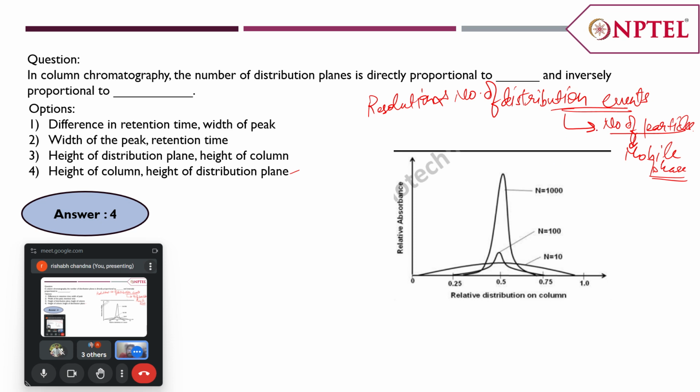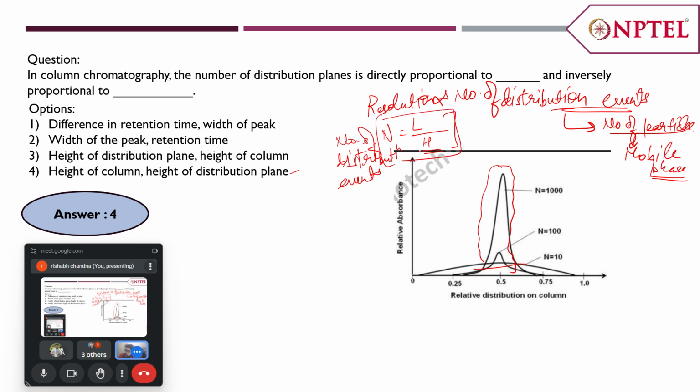Okay, so here the number of distribution events, that we denote by n, will be directly proportional to the length of the column or the height of the column, and inversely proportional to the height of the distribution plane, that is this particular graph. So this is the height of the column. Okay, so sorry, height of the distribution plane. So this is the formula.